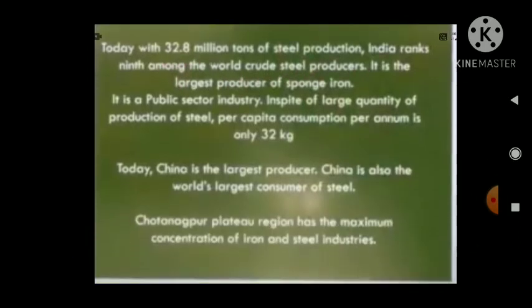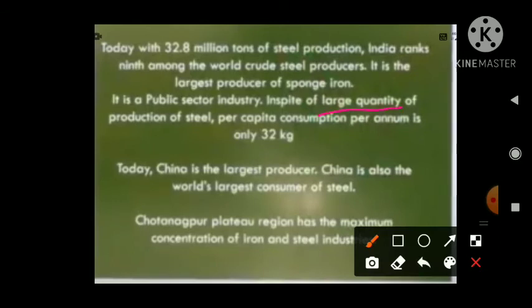It is a public sector industry, which means all the production and control of steel are held by the government. In spite of the large quantity of steel production, per capita consumption per annum is only 32 kg. That means steel is economically very useful for development.